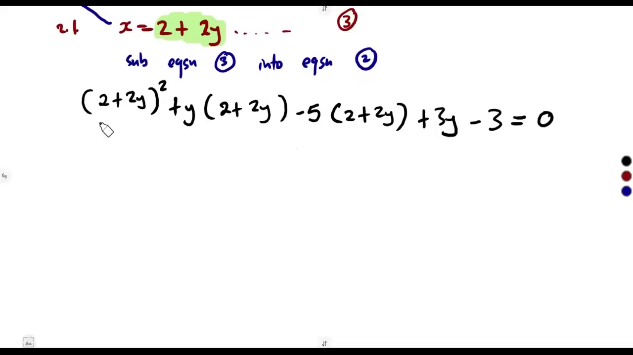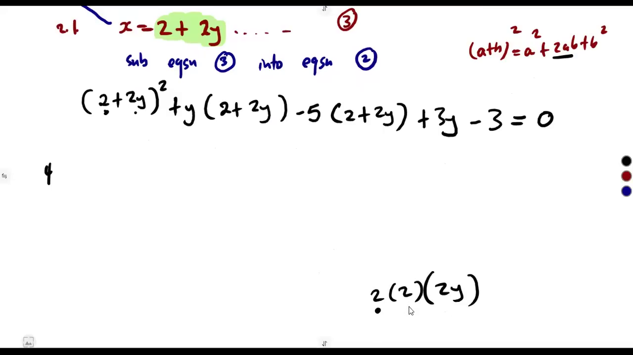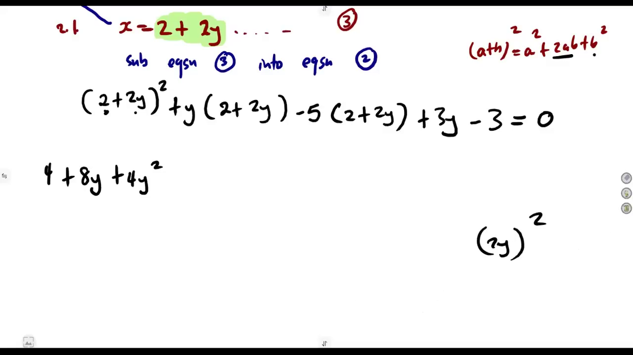Expand the brackets. Remember, guys, a plus b squared is equal to a squared plus 2ab plus b squared. First term, 2 squared is going to be 4. Plus 2ab, that's a and b: 2 times 2y. So we're going to multiply 2 times 2 times 2, which is 8. So that is going to give us 8y plus b squared. The last term, 2y squared, is going to be 4y squared. That's 2 to the exponent of 2, which is 4y squared.